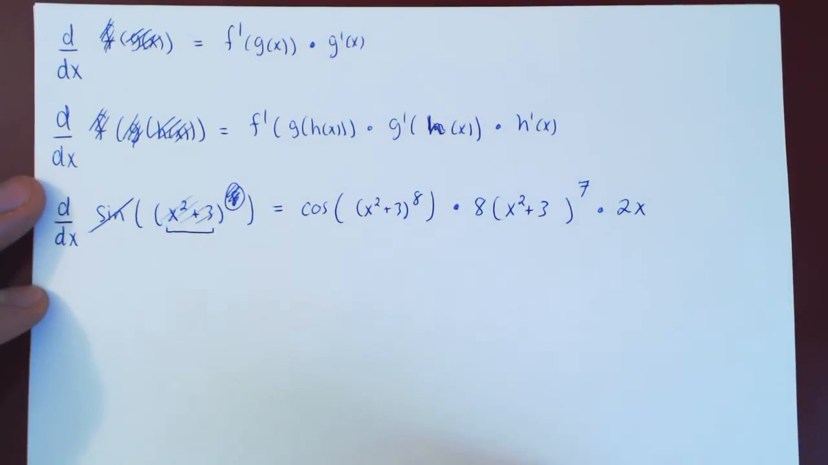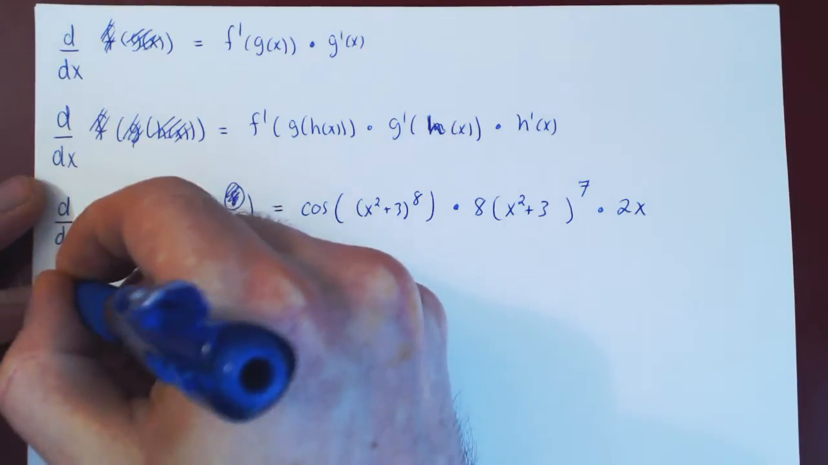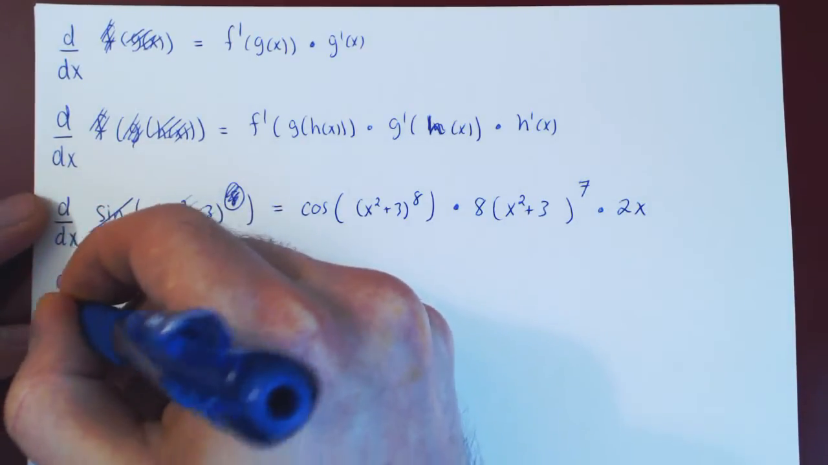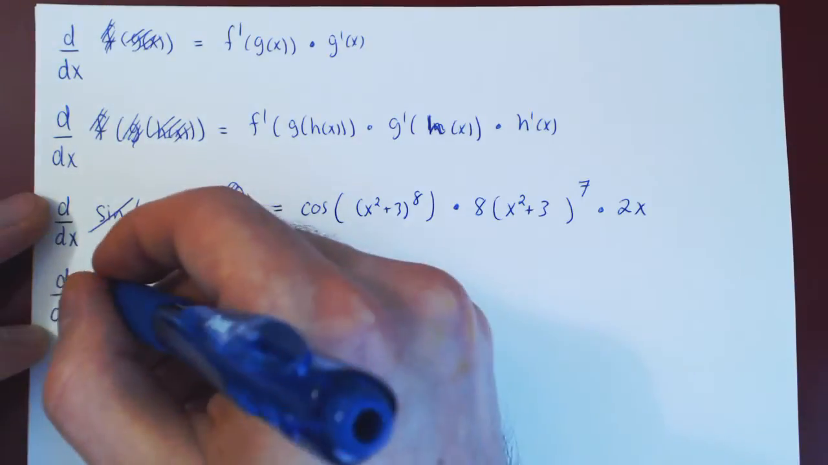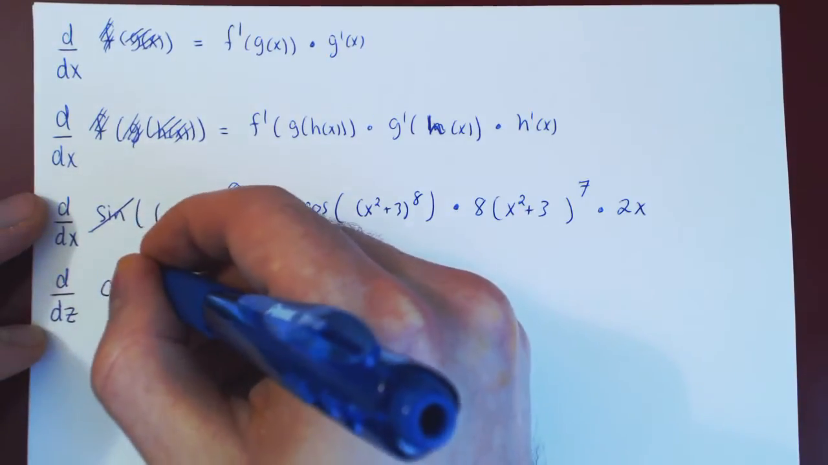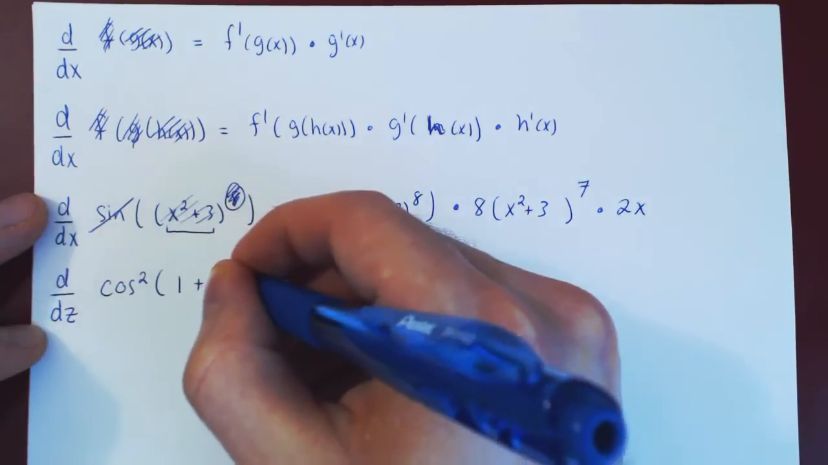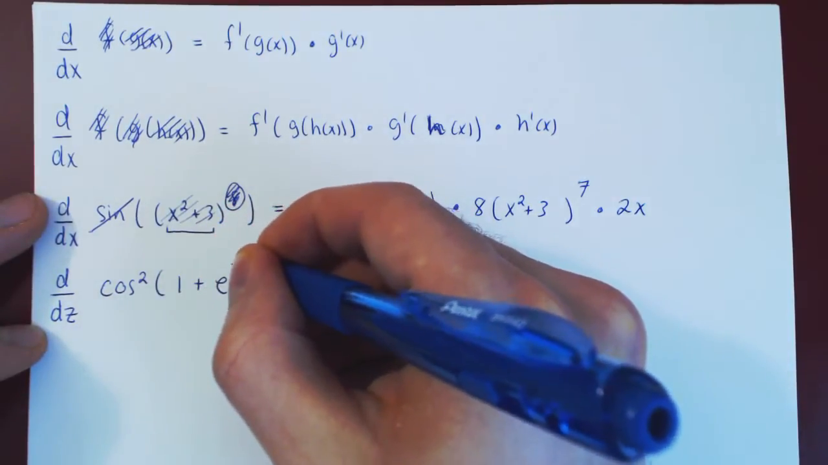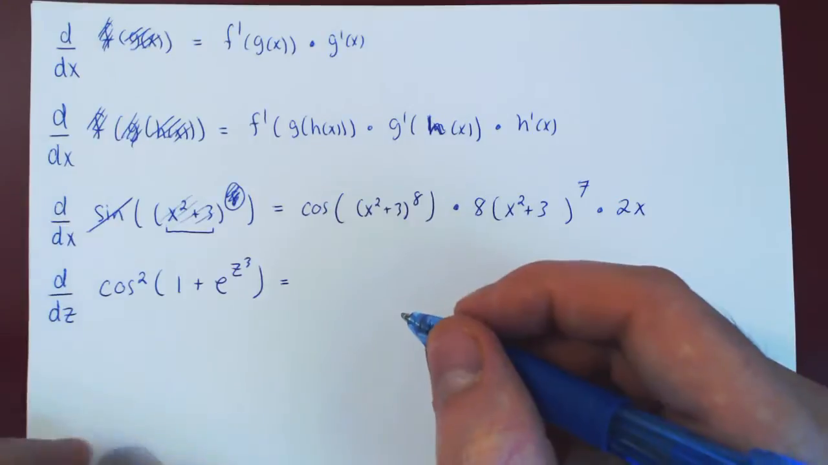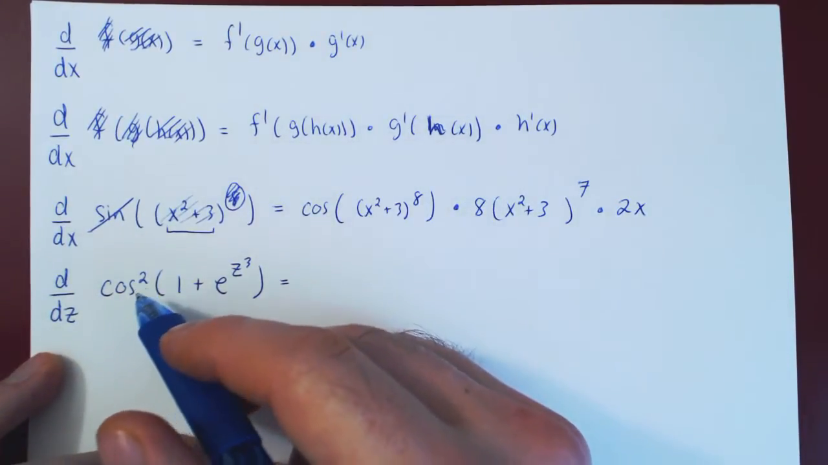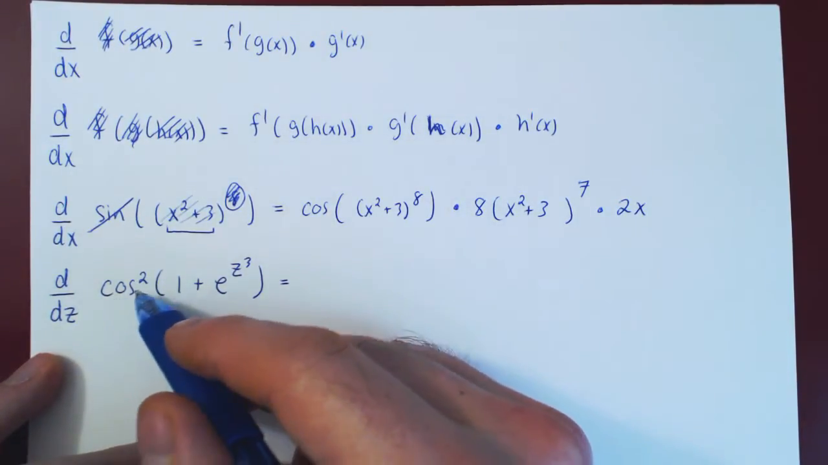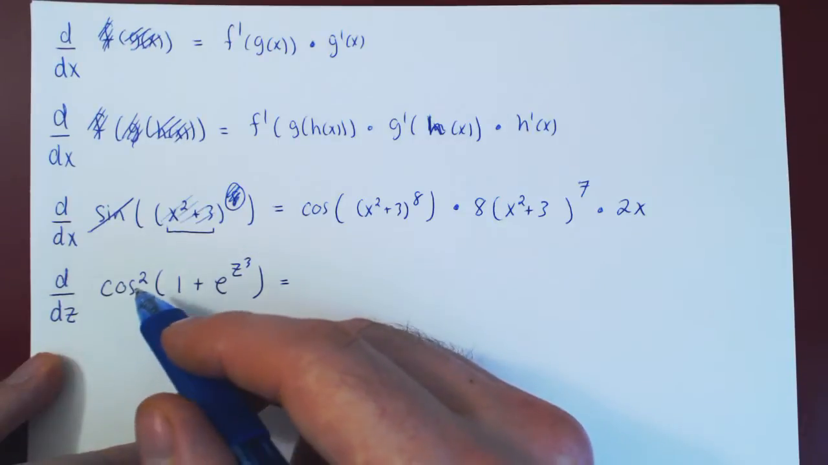What about this example now? The derivative with respect to z of, say, cosine squared of 1 plus e to the z cubed. And here you have to ask yourself, which is the outer function? Is it the square function or the cosine? The answer is, it is the square function.